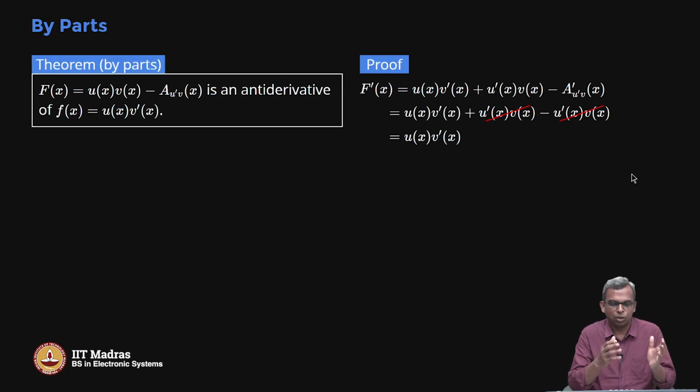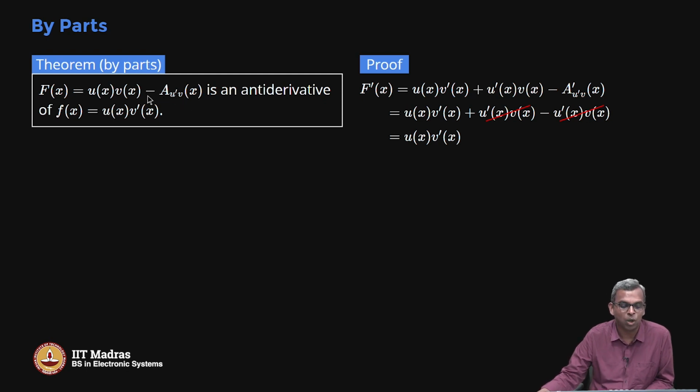I've given you the theorem and the proof. It's easy to see. Supposing you have a function capital F of x, and this function has a strange form. It should be u of x times v of x minus the antiderivative, you remember the A represents the antiderivative, of u prime v of x, okay. Strange, I know it's strange, but then what happens to this kind of a form is the following.